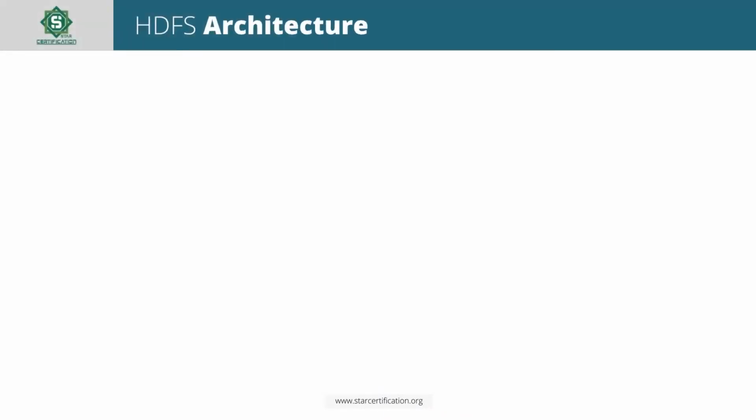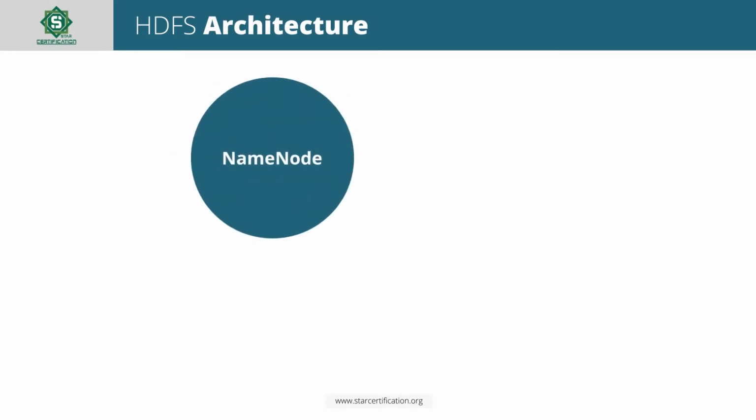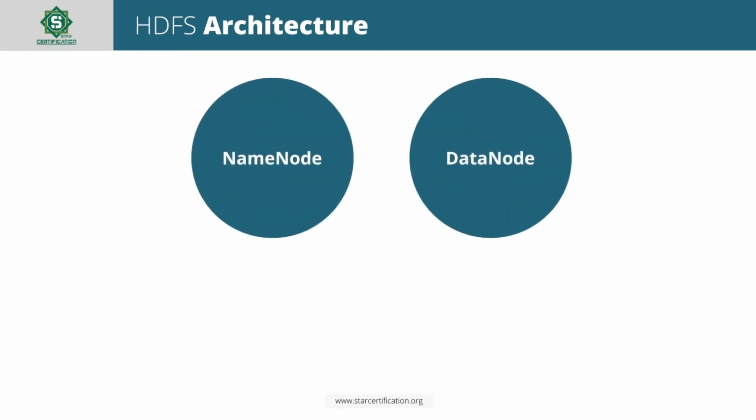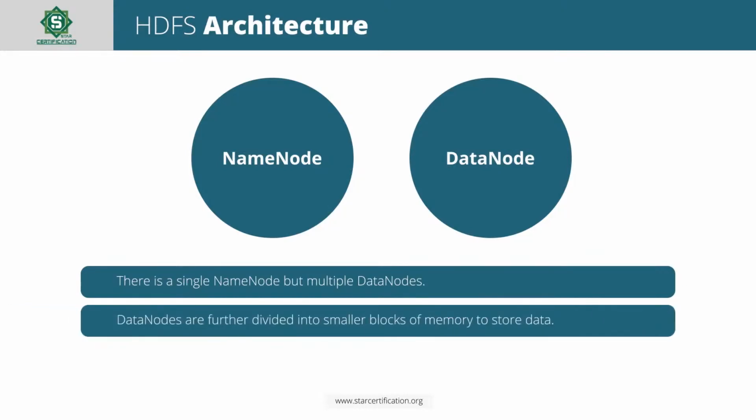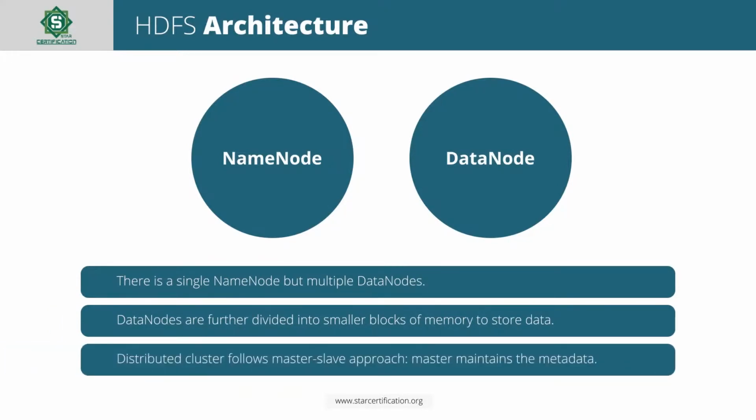HDFS architecture. There are two key components in HDFS: name node and data node. There is a single name node but multiple data nodes. Data nodes are further divided into smaller blocks of memory to store data. Distributed cluster follows master-slave approach. Master maintains the metadata.